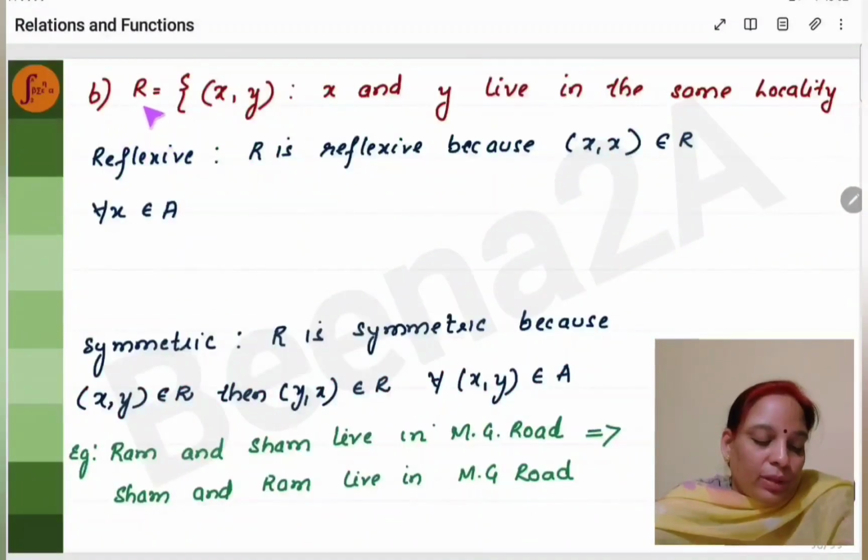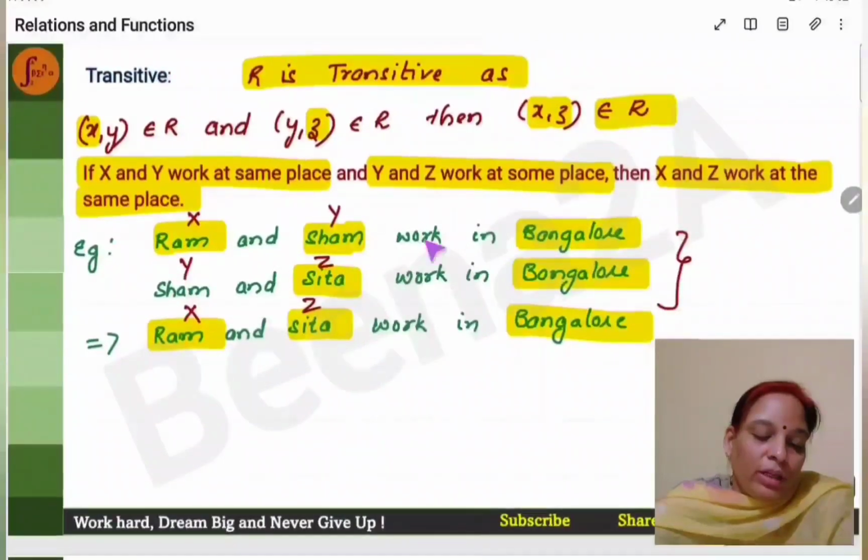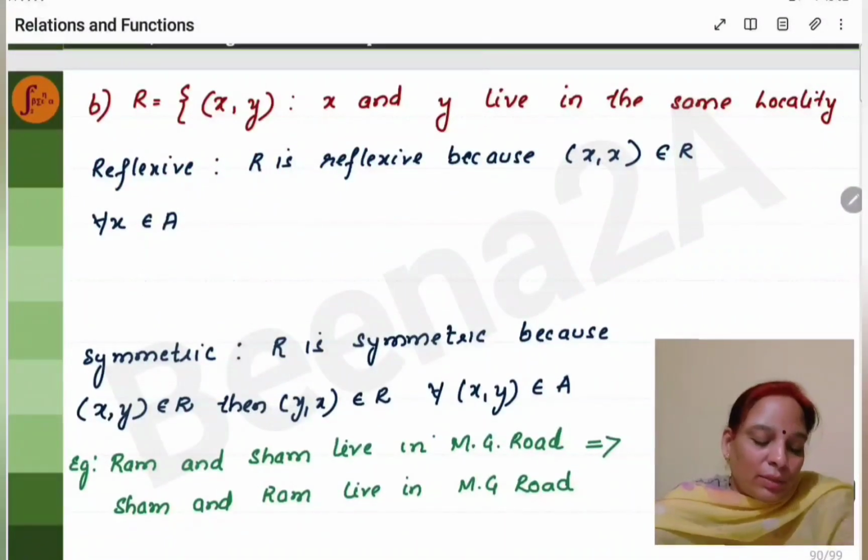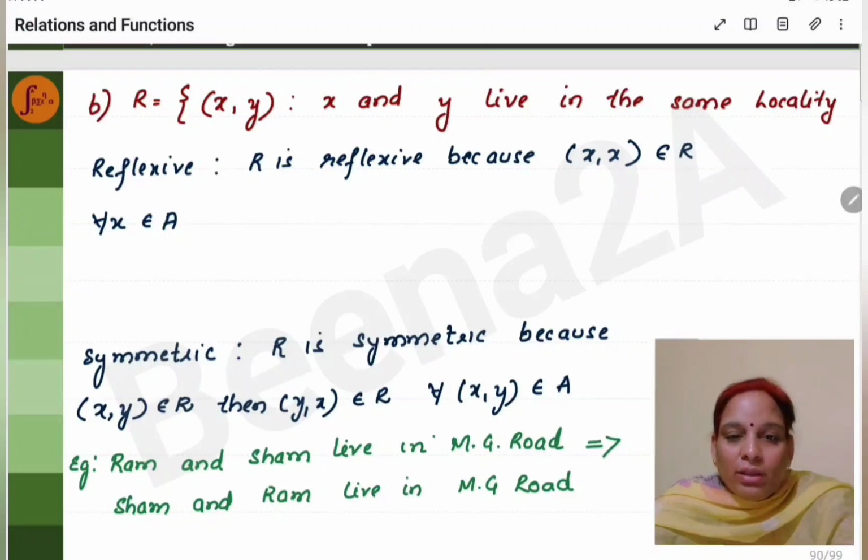The next one. Here the relation is given as x and y live in the same locality. Exactly the problem is the same. Here it was working in the same locality, here it is living in the same locality. Same thing. So R is reflexive because x comma x, the same person can live in the same locality. So x comma x belongs to R.